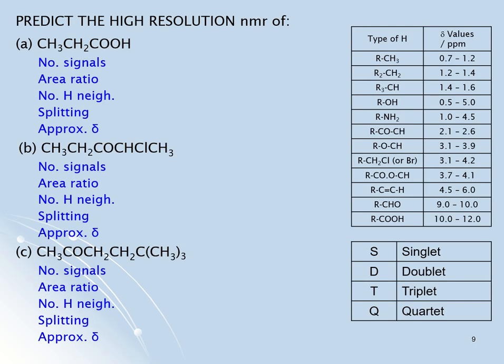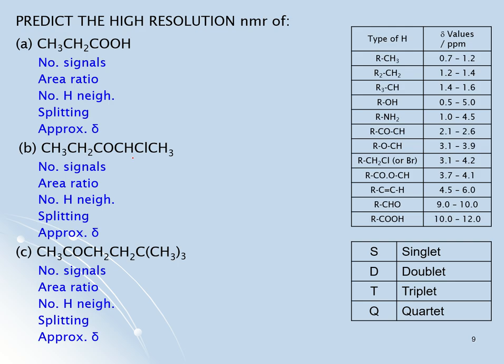Right, so there's 3 molecules on the board. I want you to pause the video and answer the questions. How many signals should we have? What's the area under each signal going to be? What are the number of neighbouring hydrogen atoms, and how does that affect the splitting?